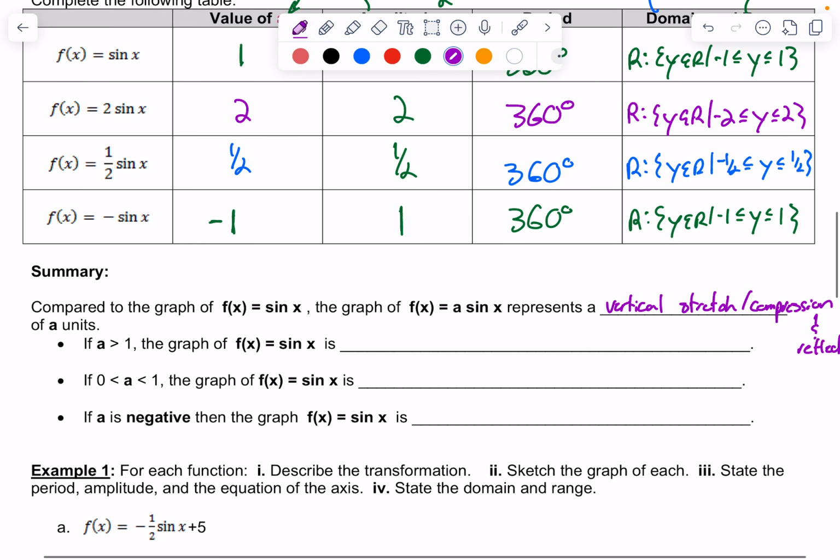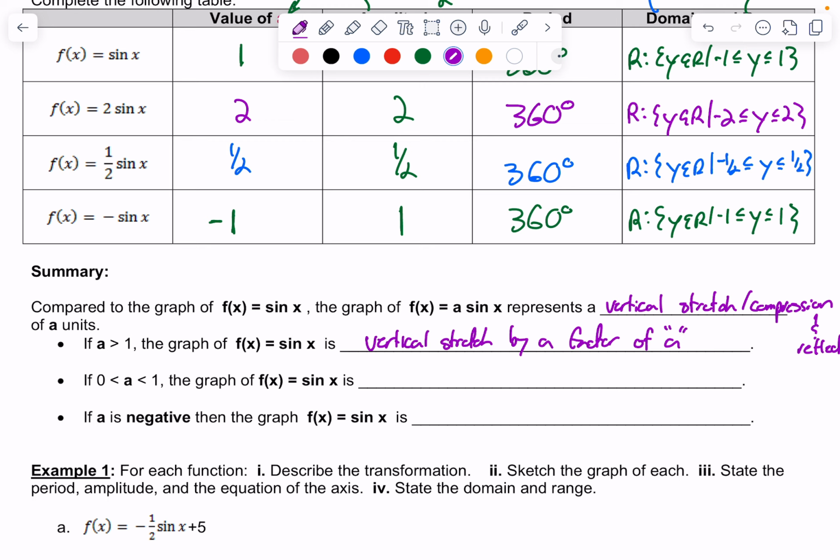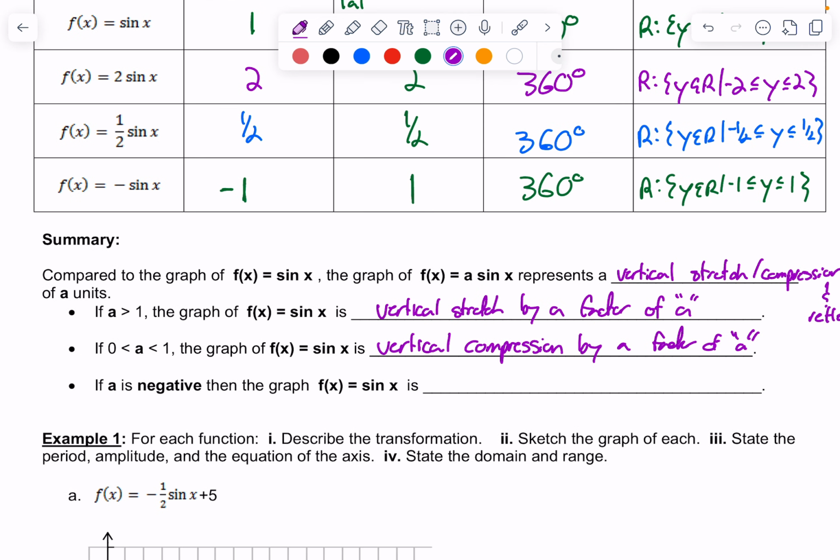So when the a was bigger than 1, it was a vertical stretch, and you say by a factor of a, whatever your a is. And then when the a is between 0 and 1, it's a vertical compression by a factor of a. And then the last one, when your a is negative, it's a reflection over the x-axis.